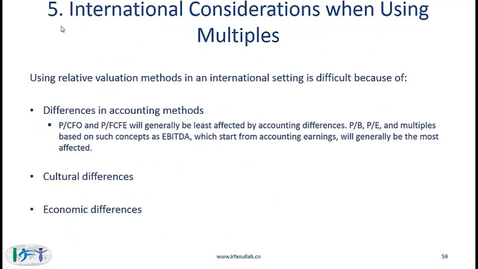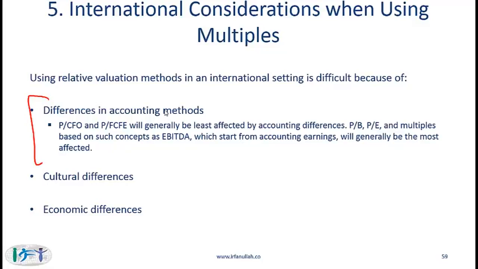Section 5 is a short little segment on international considerations when using multiples, and most of this is something you probably know already. Using relative valuation methods in an international setting is difficult for several reasons. And what do we mean by this? The point here is that if you are comparing a textile company in South Asia with a textile company in North America, it is not that easy to just start comparing the price to earnings ratios or price to book value ratios. Why? One basic reason would be differences in accounting methods.